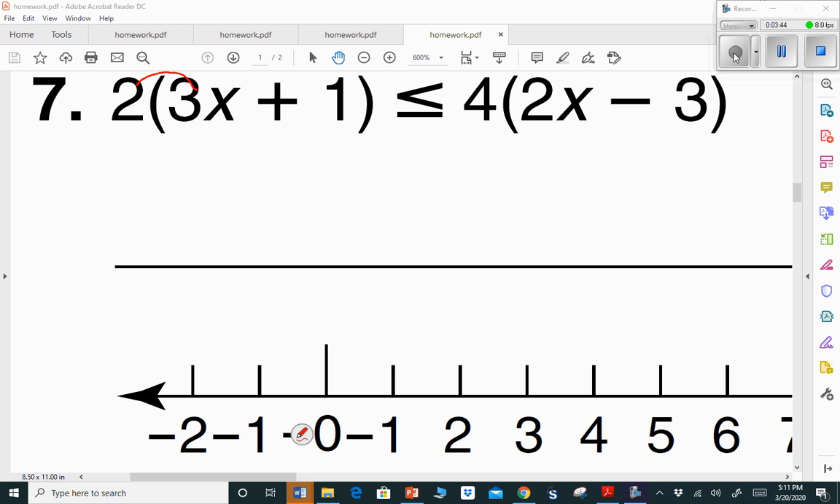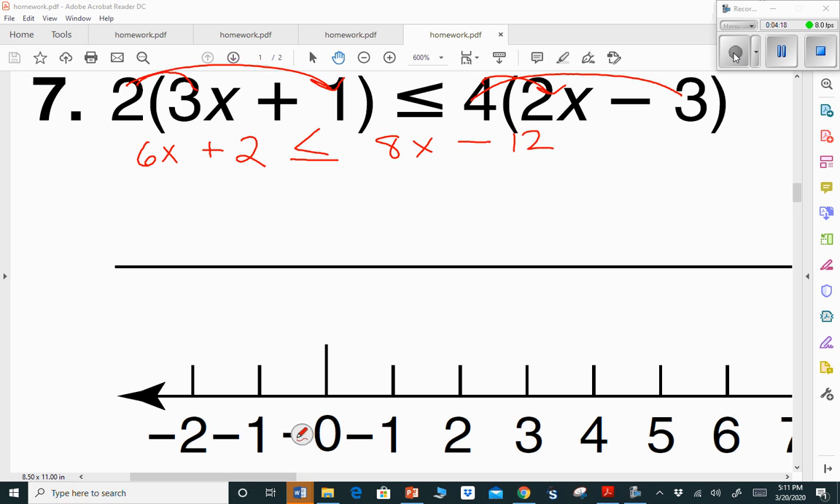2 times 3x is 6x. Bring down the plus. 2 times 1 is 2. Bring down the is less than or equal to. 4 times 2x is 8x. Bring down your minus. 4 times 3 is 12. There, we've gotten rid of the distributive property. Now look and see what you've got. You've got something with x's on both sides.